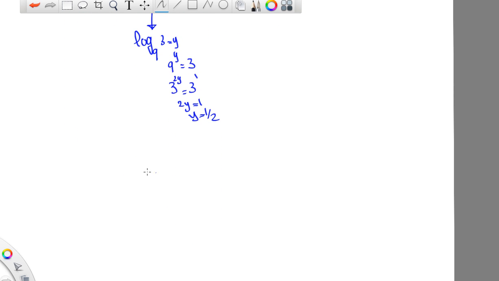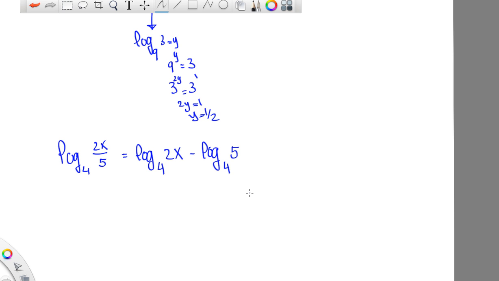Okay. I think we got 2 more. So what about this one? The log 4 of 2x divided by 5. So what can you do with this? If I just follow the rules, this is the log 4 of 2x minus the log 4 of 5. So you can rewrite it that way.